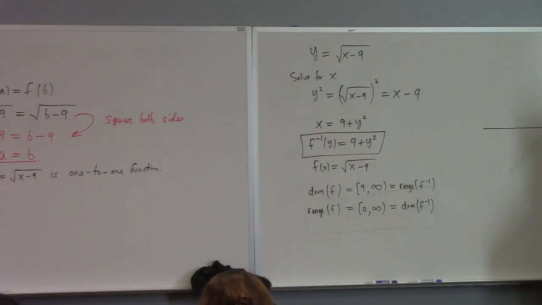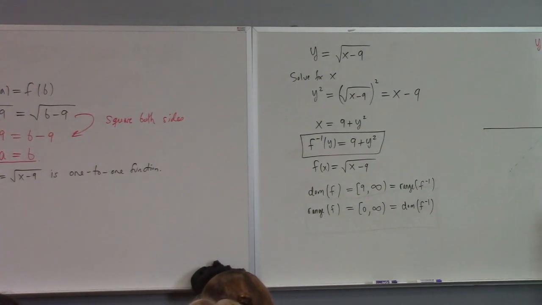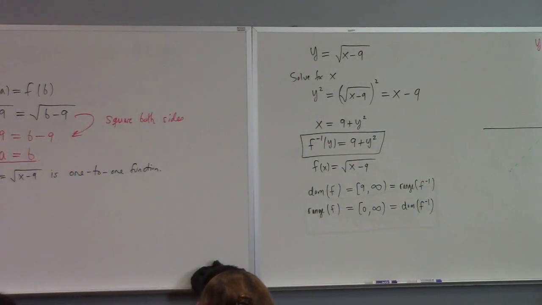So there's y equals x squared plus 9 for x greater than or equal to 0. That's y equals f inverse of x up there. It's only half of the parabola that serves as the inverse function. So do you guys have any other questions?